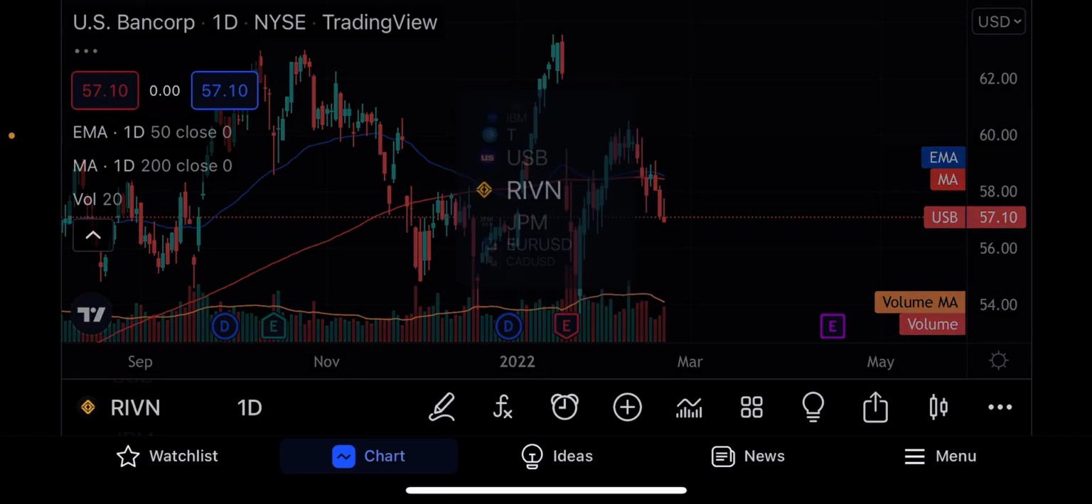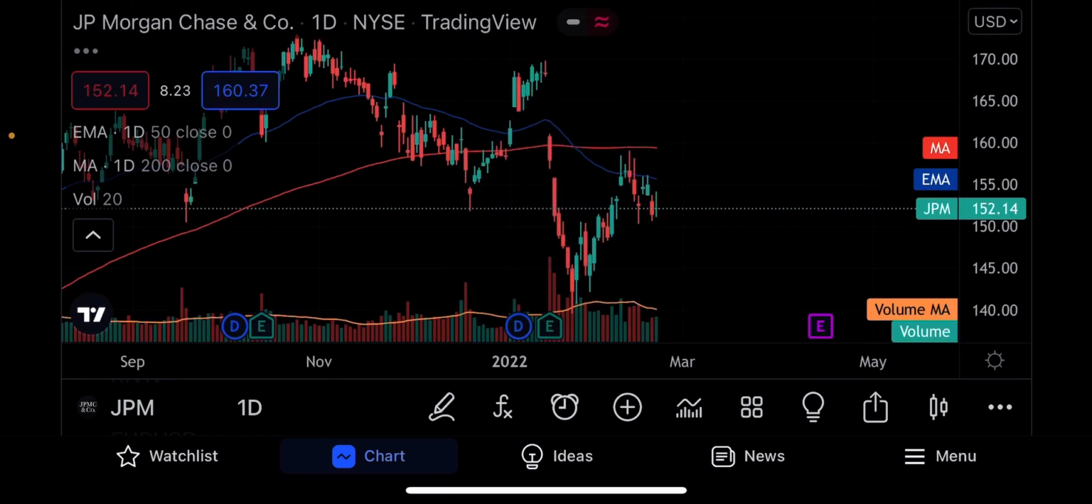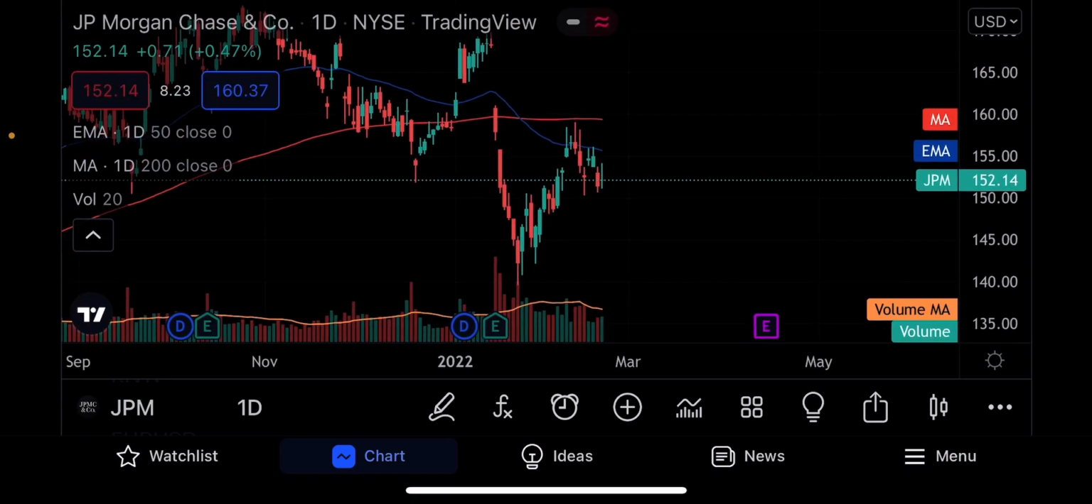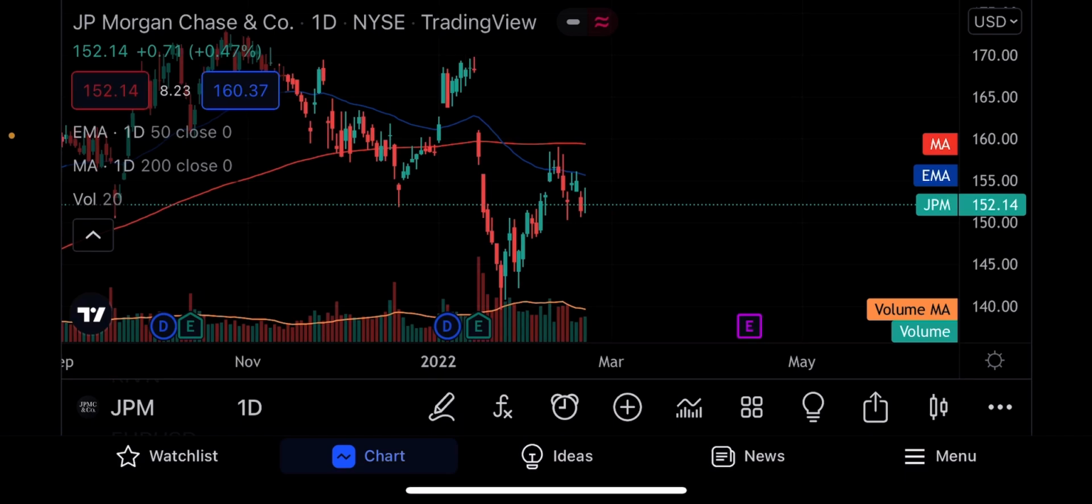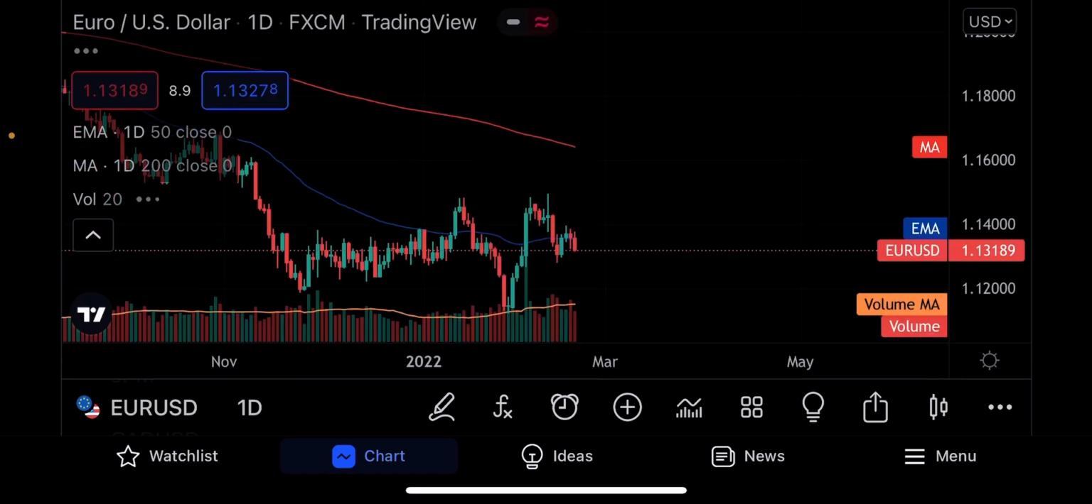There's U.S. Bank. I'm not going to look at Rivian too much. There's J.P. Morgan. Again, we're looking at the banks, and we see the 200 was resistance, and now we've lost the 50. So now we want to see J.P. Morgan come and overtake that 50 again, but the 200 is going to be tough to beat.